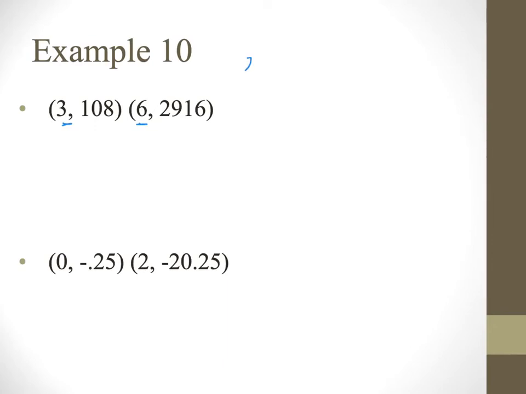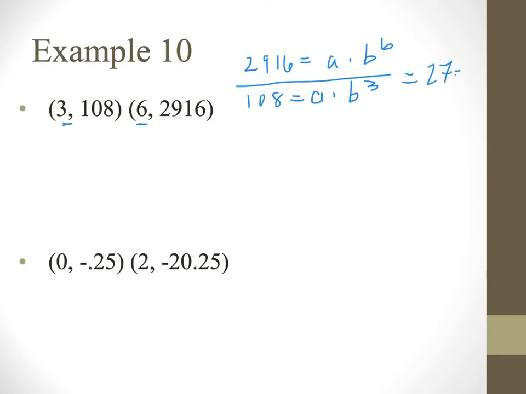So I end up with 2,916 equals A times B to the power of 6, which is my x value. And I'm going to divide that by 108 equals A times B to the power of 3. When I simplify that, 2,916 divided by 108 is going to give me 27 equals, my A's cancel out, and I end up with B to the 6th divided by B to the 3rd, which is going to give me B to the 3rd.